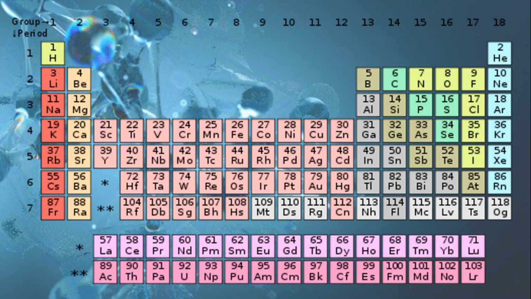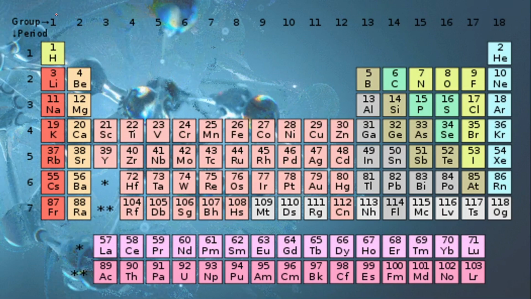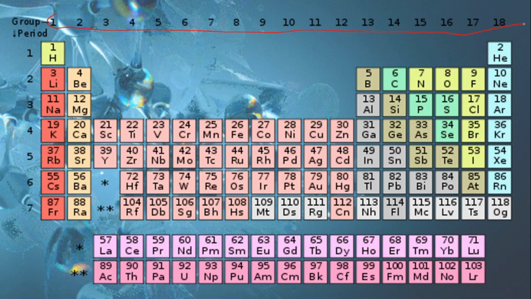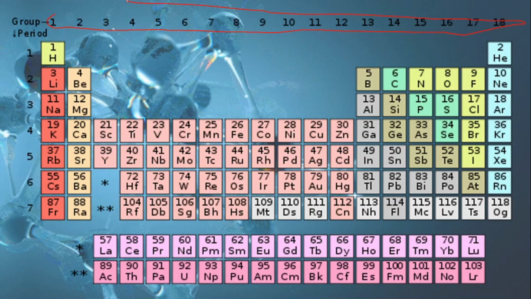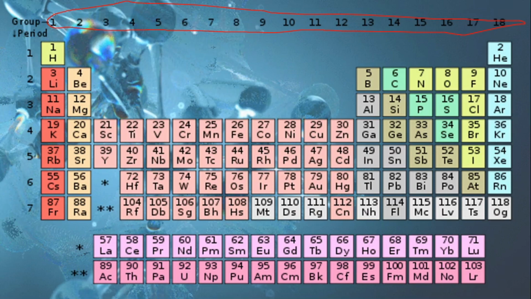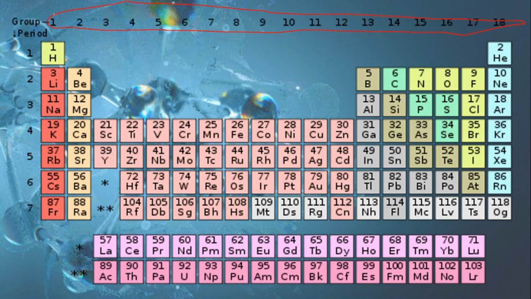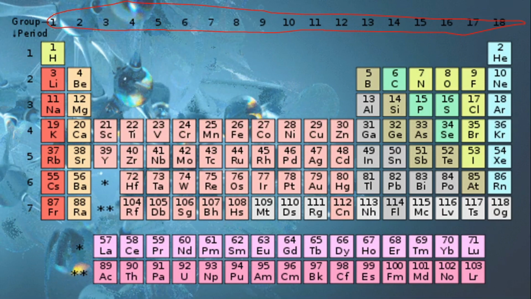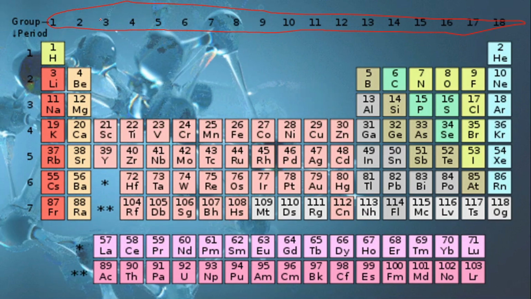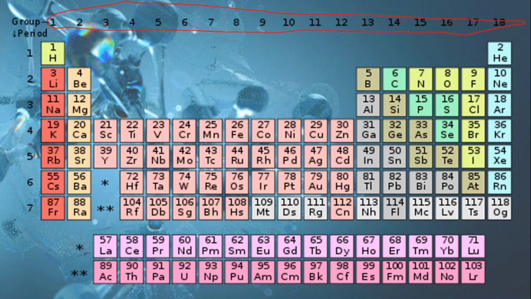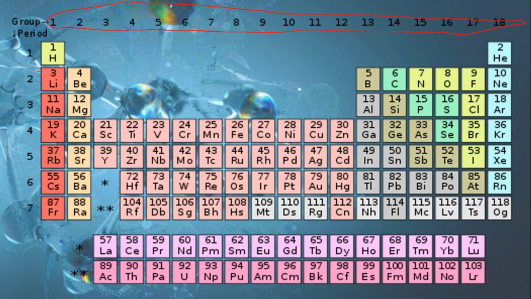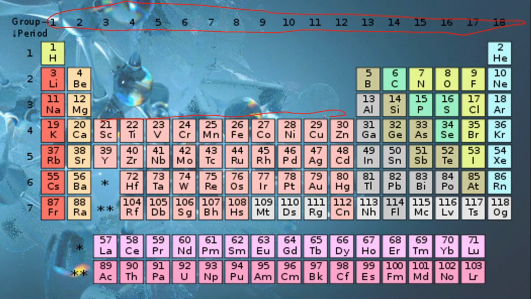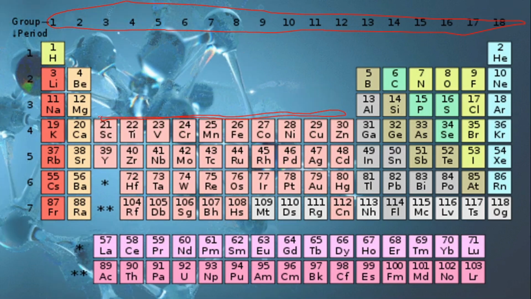Okay, so let's look at this diagram of the periodic table. These are the groups of the periodic table. We have groups 1 to 18. As mentioned, valence electrons correspond to the group number, with exception to group numbers 3 to 12, which is this one. Elements under this line belong to groups 3 to 12.